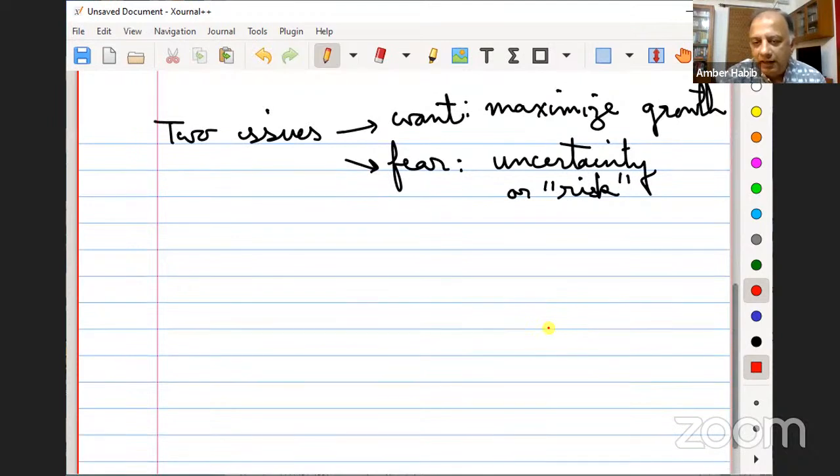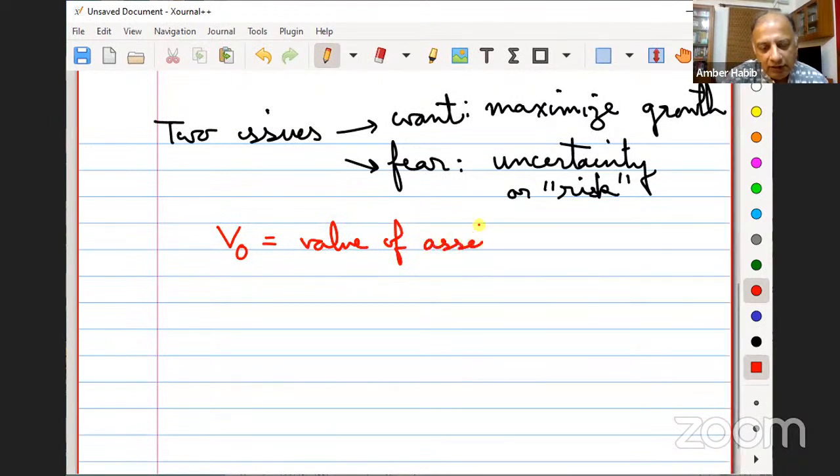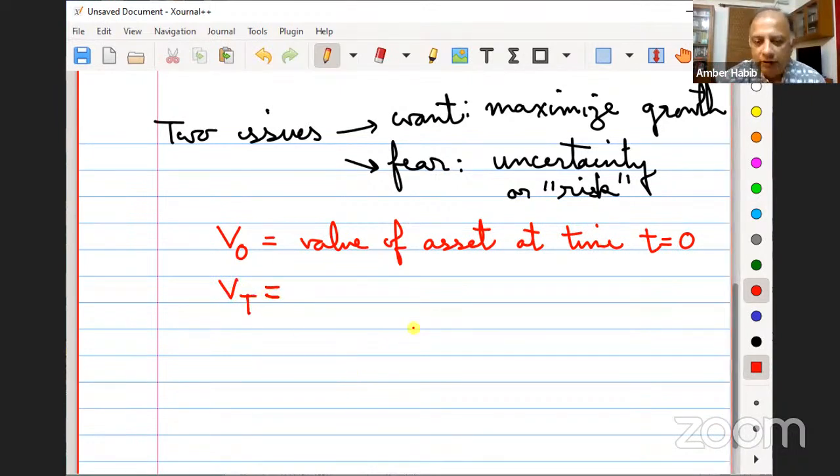Take any object that you are interested in investing in, or perhaps you already have invested in it. It has a certain value now. So let's give that a name. Let V naught be the value of this object, let's call it an asset, at the current time, which we agree to call time 0. And you could be interested in what its value would be after some time. Let's call that VT, the value of this asset at some later time.